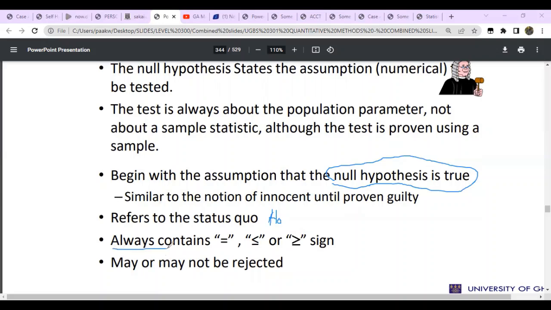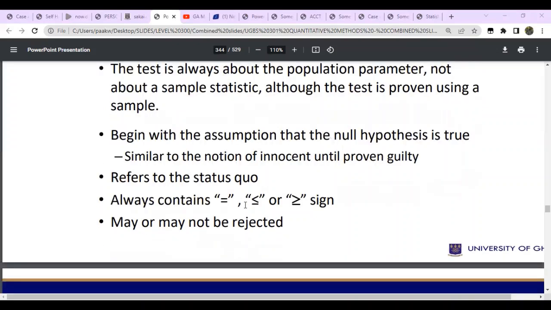It always contains the equality sign. That is the equal to, less than or equal to, or greater than or equal to sign. And this null hypothesis may be rejected or we may fail to reject. That's what they are trying to say. So these are the characteristics of the null hypothesis.